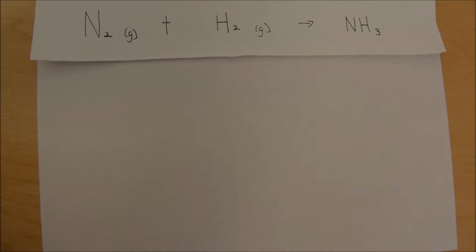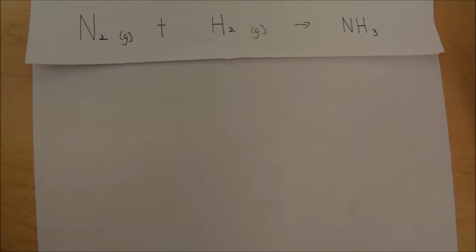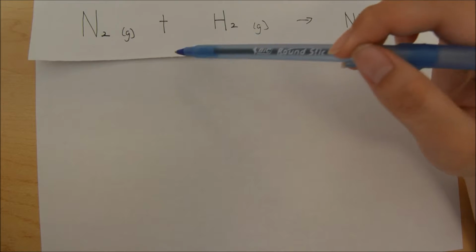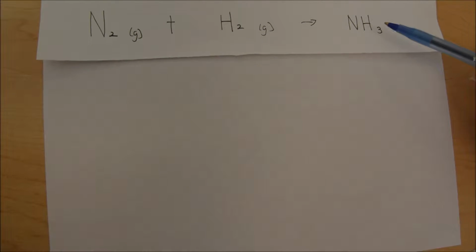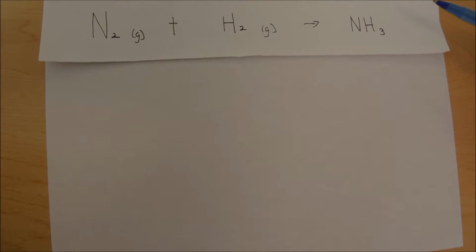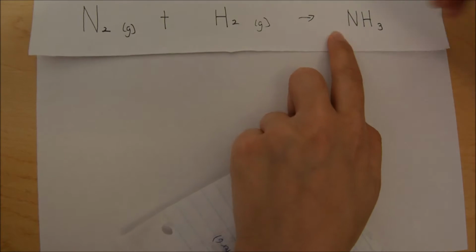First, we need to count how many atoms are on each side. Let's look at the nitrogen atoms first. On the reactant side, there are 2 nitrogen atoms. On the product side, there is 1 nitrogen atom. In order to balance this equation, we have to put a coefficient of 2 in front of the ammonia.